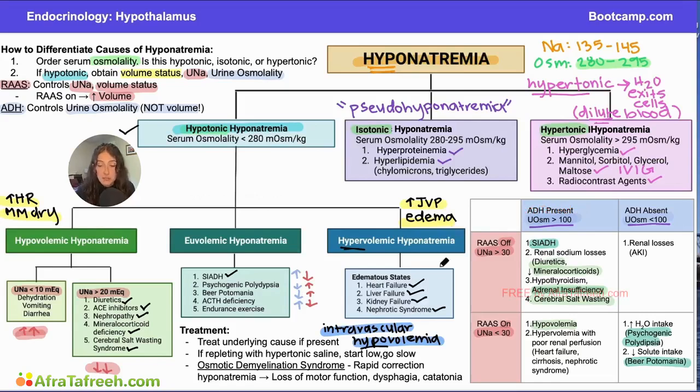Kidney failure is a little bit different, but the main takeaway for this set of diagnoses is that our RAAS system is going to be on for all of them, and ADH is usually going to be present as well.